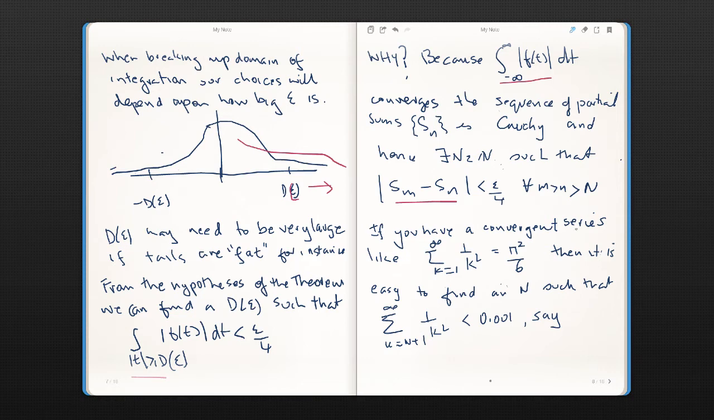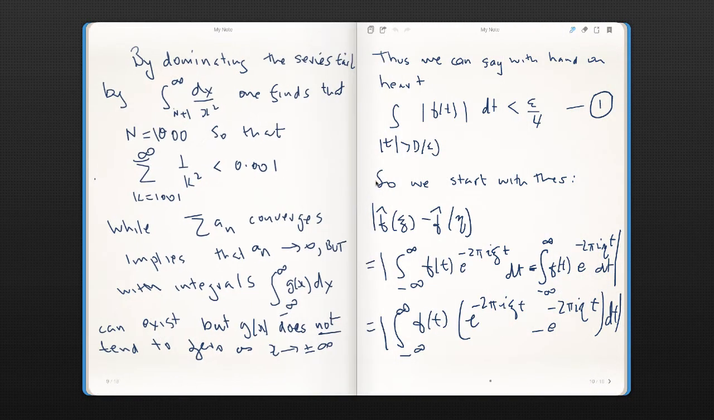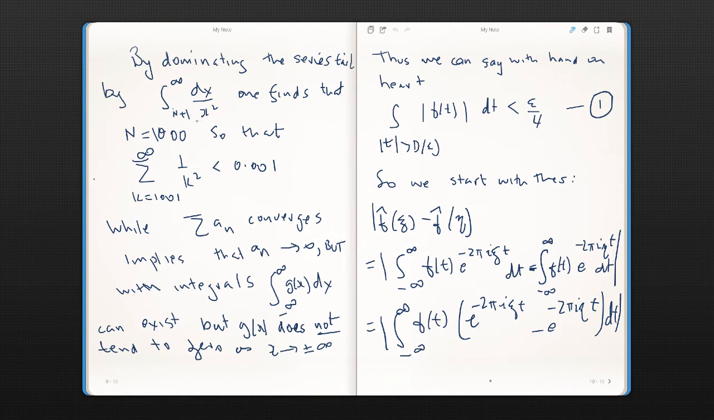So if you have a convergent series, for instance, if you want an analogy, like 1 on k squared, we know that's pi squared on 6, then we can find an n such that this tail is less than 1 in 1,000. Because what we do is we dominate that series by this quantity here, and when we do that integral, we find that n equals 1,000 works, and so when we plug it in, we'll find that that tail is indeed less than 1 in 1,000, 0.001.